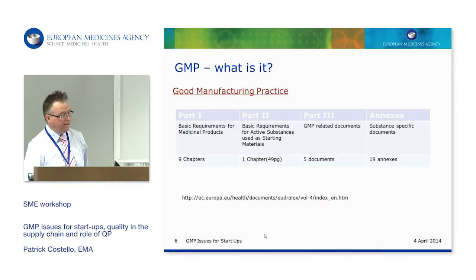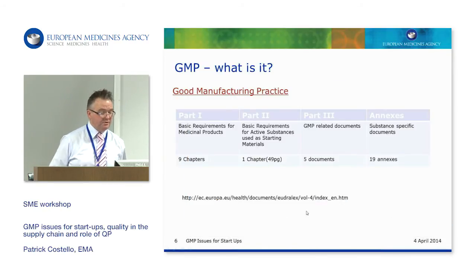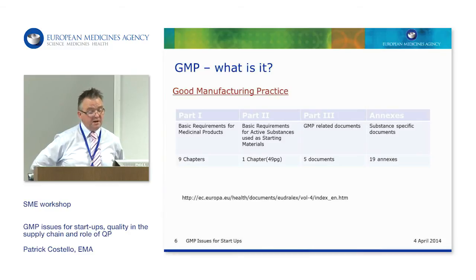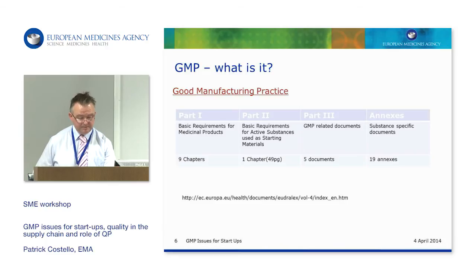So just a summary, we have 9 basic chapters in part one. We have, I guess, 1 chapter on the requirements for active substances, but this is 49 pages long. We have part 3, which has the 5 GMP-related documents and some of them from ICH. And then we have 19, I guess, specific annexes. So there's quite a lot of guidance that we have in place for manufacturers.